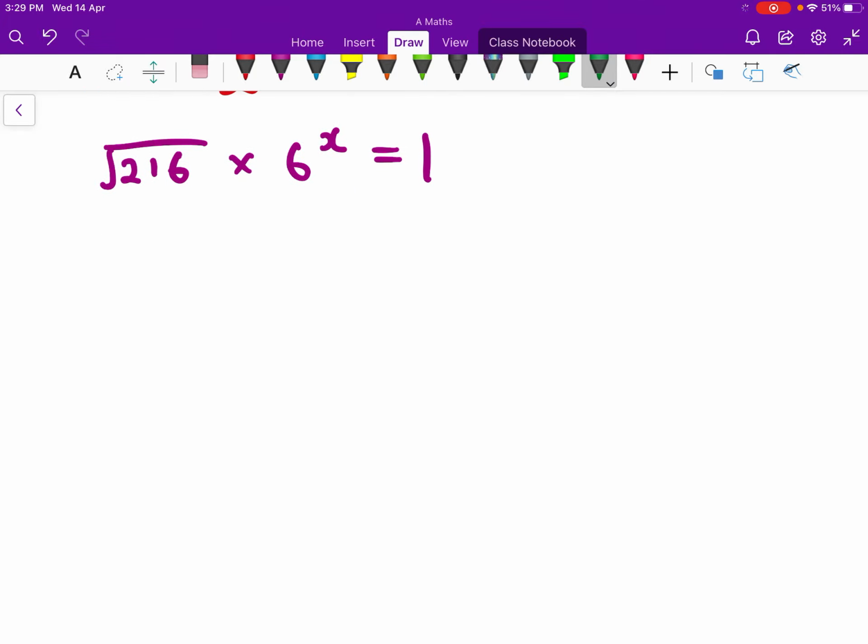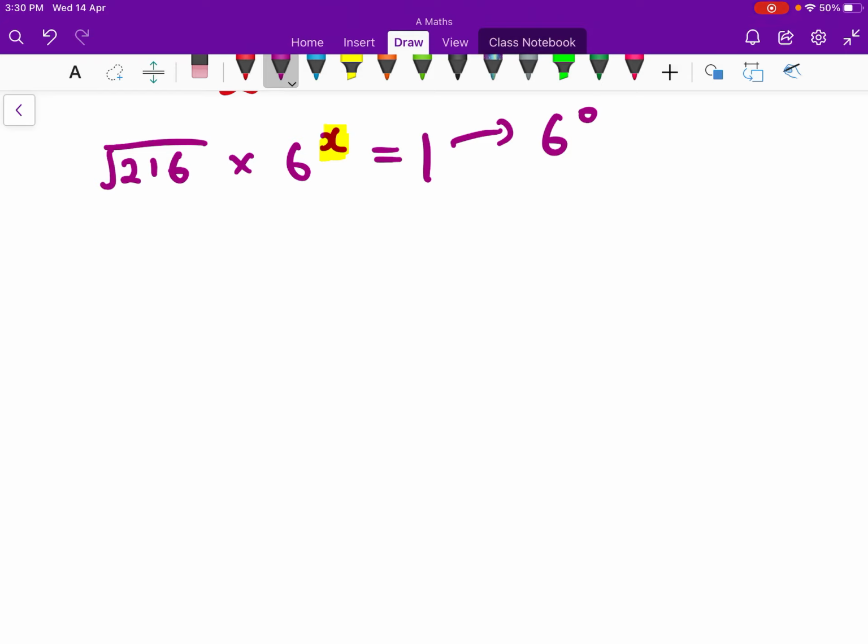So you can see the square root of 216 times 6 to the power of x, equal to 1. You notice that the x is always in the index. So our first step, always make your base the same. But the question is, the 1 is a bit difficult, because 6 to the power of something cannot equal 1, right? But actually it can. If you remember your law number 6, anything to the power of 0 is equal to 1. So we can put 6 to the power of 0. So I have put the base at 6 already.